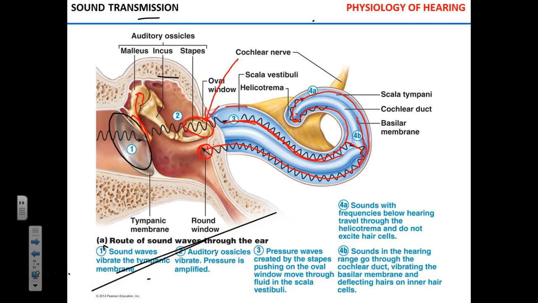Basilar membrane has the spiral organ, the hearing organ of Corti, right here. As basilar membrane vibrates, organ of Corti vibrates. And as it vibrates, it generates the electric impulses, and you've got the hearing sensation. We're going to talk about this part too. Do you understand the sequence?